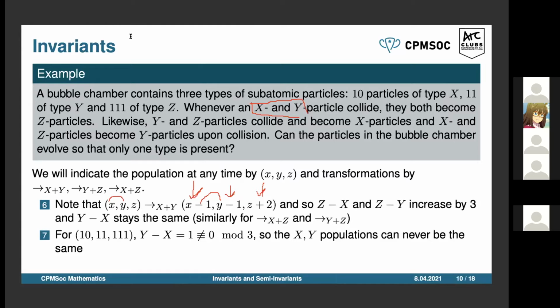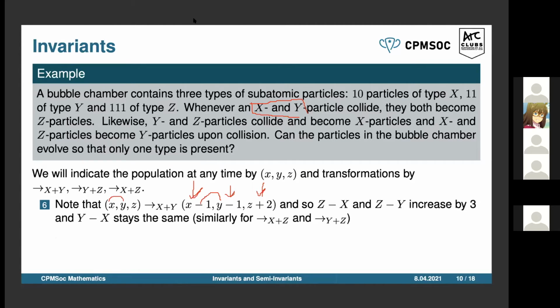Oh wait. Okay. The similarity is over here. I didn't see that before. So using symmetry, you can similarly prove that z minus x and z minus y and y minus x are going to be constant modulo 3. So that will prove our invariant.